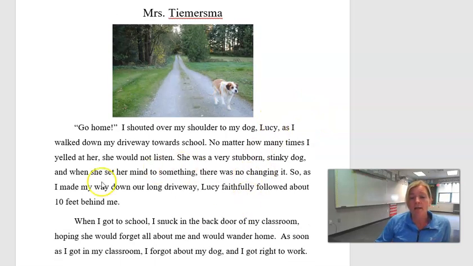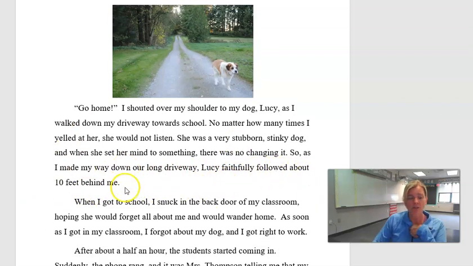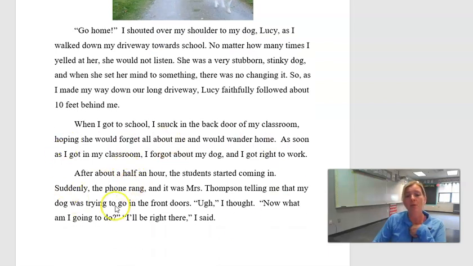So I looked at my introduction. That's what we did last time. And I feel like I did a pretty good job, especially describing what I was doing, yelling at my dog. And describing my dog, she was a very stubborn, stinky dog. And when she set her mind to something, there was no changing it. So I made my way down our long driveway. Lucy faithfully followed about 10 feet behind me. So I feel like I've added good details. So today we're really working on the middle of my story.